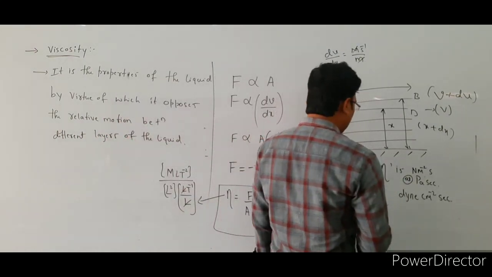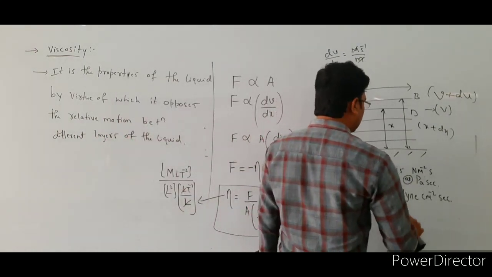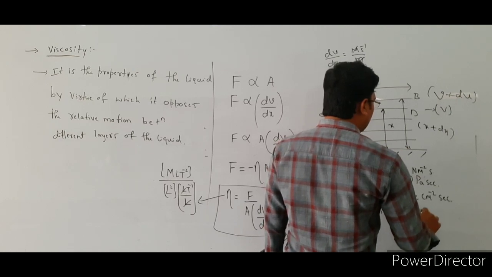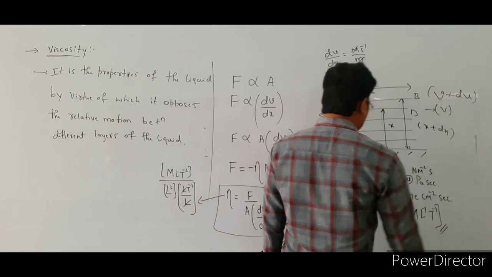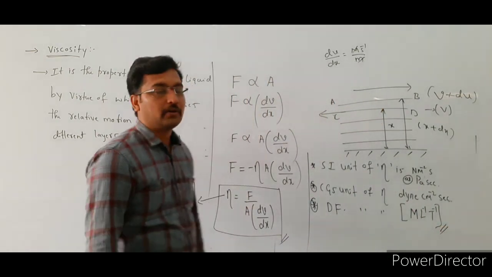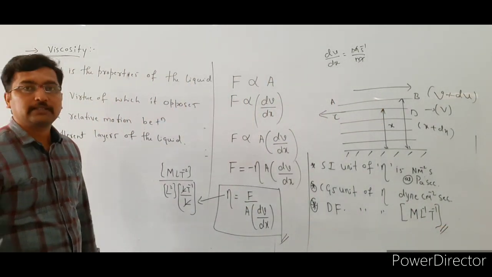Then the dimension formula for the coefficient of viscosity is M L to the power minus 1, T to the power minus 1. So this is the dimension formula for the coefficient of viscosity, right?